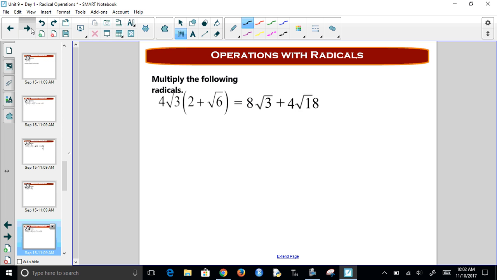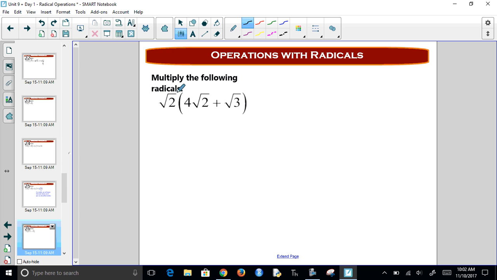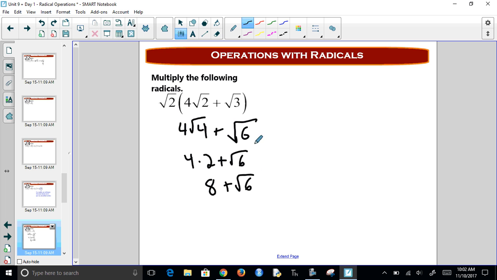All right. Here, same thing. We're multiplying over the parentheses. 4 root 2 times root 4 is 4 root 4. That's going to be root 2 times 3, which is root 6. And now square root of 4 is 2. So this is 4 times 2 plus root 6, which will be just 8 times root 6.